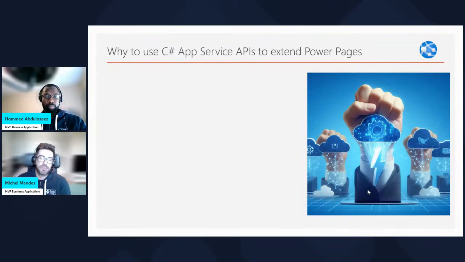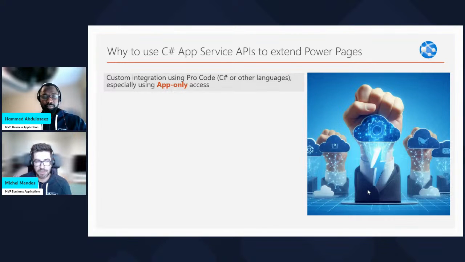Then on top of this, we have all those options to customize Power Pages. We have Liquid, we have JavaScript. Why would we then want to use the C# APIs to extend Power Pages? The first is you can develop C# custom code in the background of anything you build on Power Pages. You can do actions that you usually wouldn't be able to do via JavaScript, and you can connect to external services.